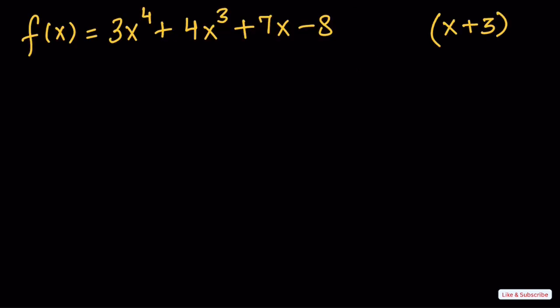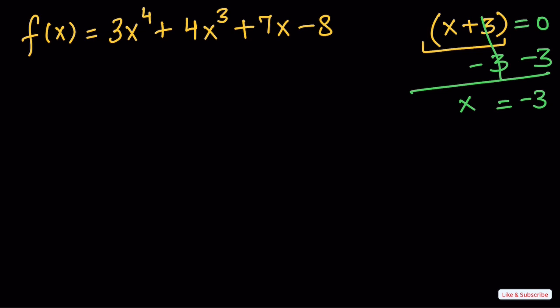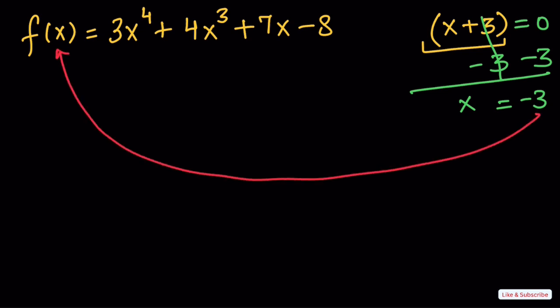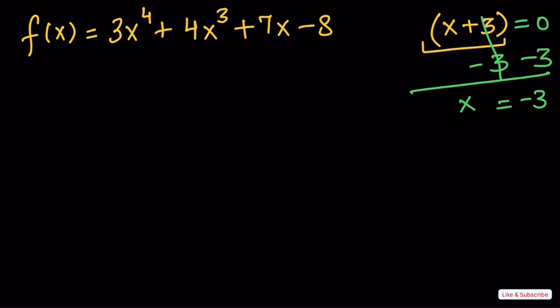Let's take another example. In this case, we have the function f of x, 3x raised to power 4 plus 4x cubed plus 7x minus 8, and we need to find the remainder when we divide this with x plus 3. Now the first thing I'm going to do is take this divisor and put it equal to 0. Subtract 3 from both sides because this is an addition I want to get rid of. The value of x equals negative 3. Now I'll plug in this value of x in the function. So plug in x equals negative 3.